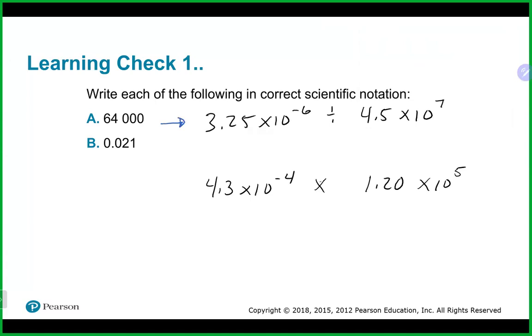So if I want to punch it in again, if you have either the EE button or the EXP button, this is how you should punch it in. You should go 3.25. You should then hit your exponent button, either the EE button or EXP button. You should then go with the negative button, and you should go 6. And that again would be the proper way to type that into your calculator.